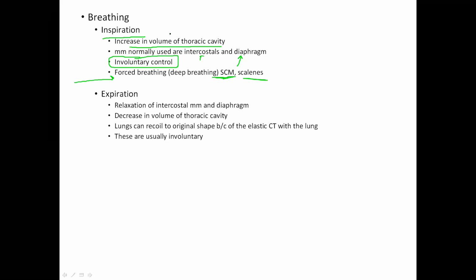Expiration is breathing out. So relaxing the intercostal muscles and the diaphragm. Inter means in between, costal means rib. So these are the muscles in between the ribs. And you are decreasing the volume of the thoracic cavity. The lungs help a little bit because of their recoil ability, because of that elastic connective tissue you find within the stroma of the lungs.